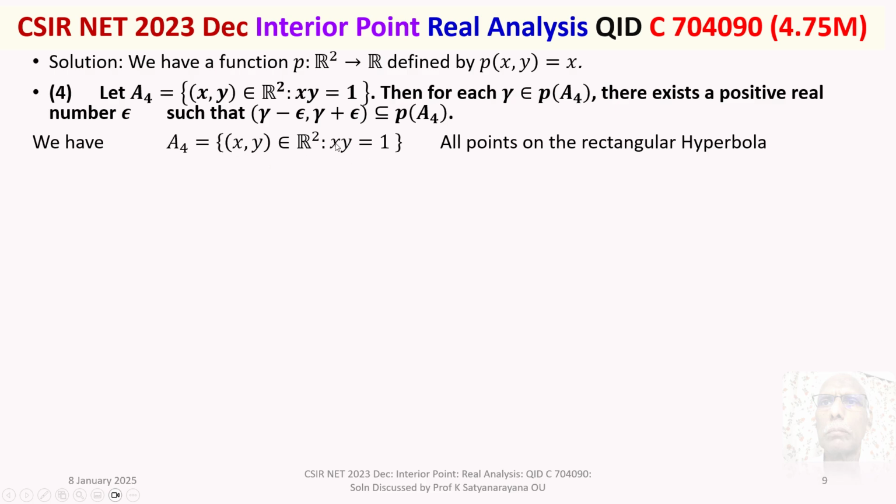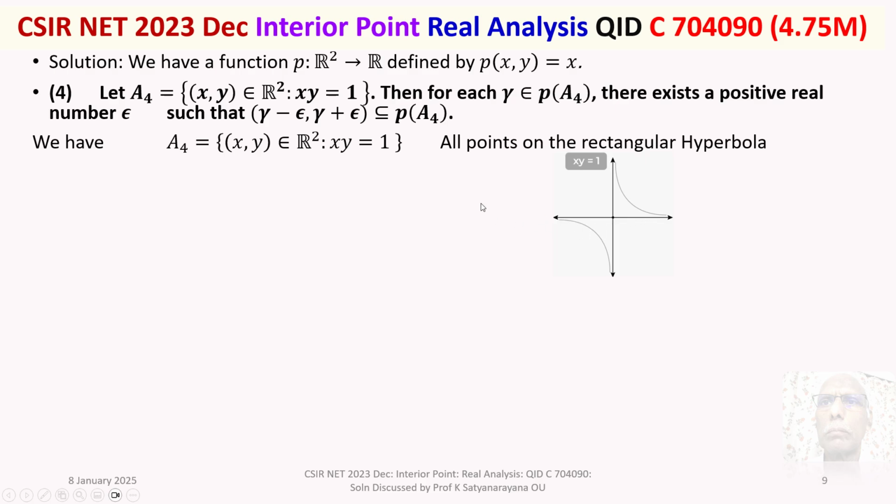So therefore all ordered pairs x comma y belongs to R square, xy is equal to 1. A set of all points on the rectangular hyperbola. This is the rectangular hyperbola. Now, as x tends to 0 from the positive side, y tends to infinity. As x tends to 0 from the left, y tends to minus infinity. Therefore, x is equal to 0 is not included. And for every other x, there is a y.